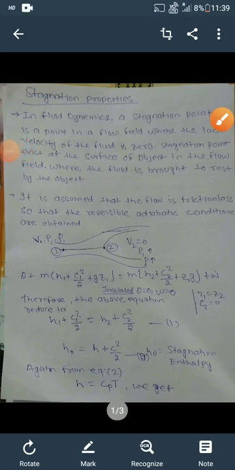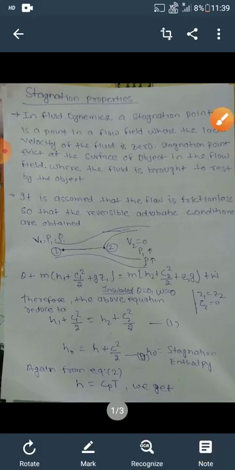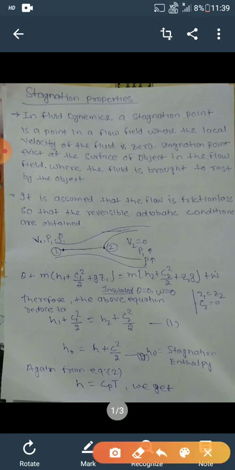Friends, today I am going to explain stagnation properties of compressible fluid. So first of all, I am right here in fluid dynamics. A stagnation point is a point in a flow field where the local velocity of a fluid is zero. A stagnation point exists at the surface of an object in the flow field where the fluid is brought to rest by the object.